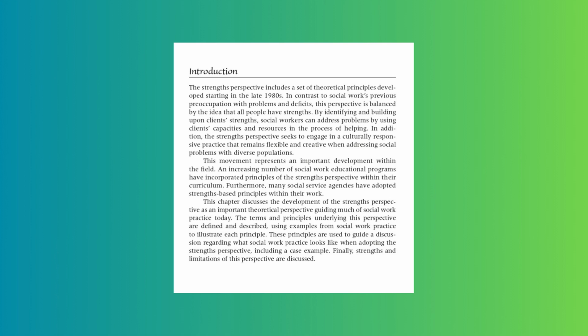This chapter will discuss the development of the strengths perspective as an important theoretical perspective guiding much of social work practice today. The terms and principles underlying this perspective are defined and described using examples from social work practice to illustrate each principle. These principles are used to guide a discussion regarding what social work practice looks like when adopting the strengths perspective, including a case example. Finally, the strengths and limitations of this perspective will also be discussed.